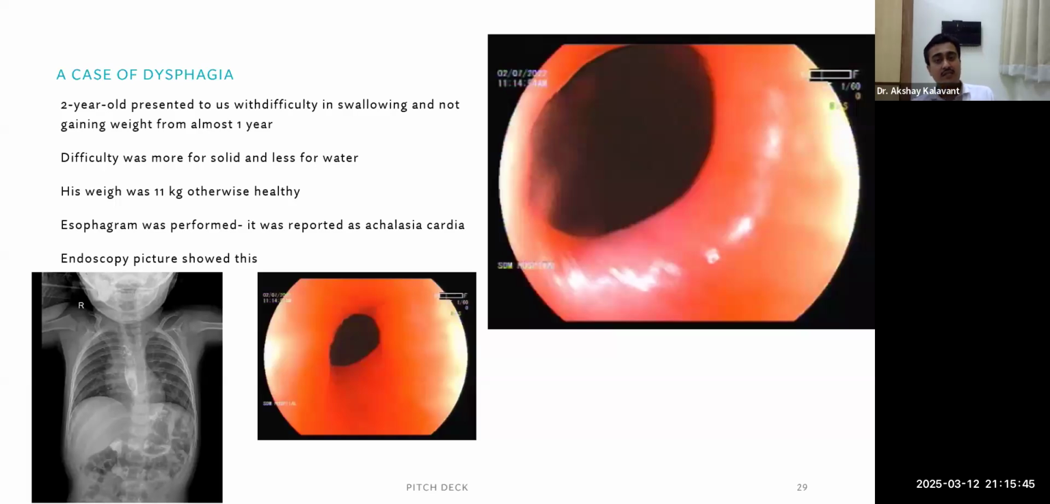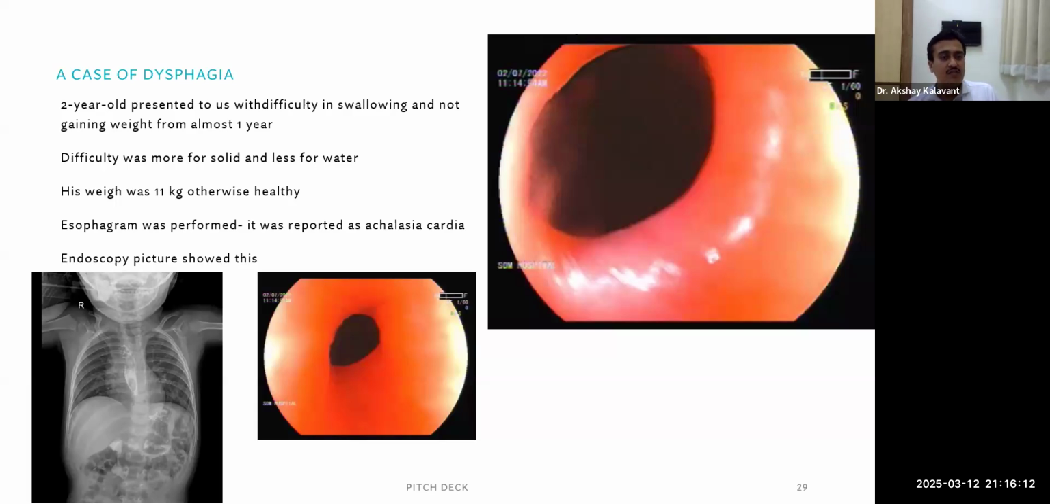Now this is very interesting. Many of you might come across this. A 2-year-old child presented with difficulty of swallowing and not gaining weight for almost a year. The child had difficulty for solids and less for water. This is very important. History is very important. Although this history was not given very clearly by the mother in the initial history taking, we went back to the mother and asked. At that time, she realized that what we were asking is important, and she told us this.